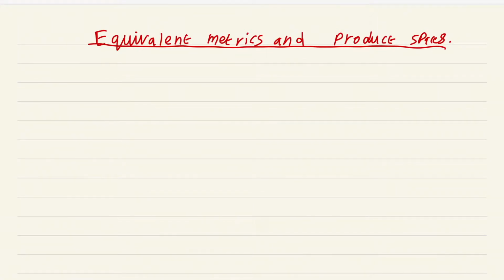Our objective in this video is to study product spaces. Given two metric spaces X and Y, there are several natural ways to make X cross Y, the Cartesian product, into a metric space. The issue is that since there are several ways to do this, which one is the correct one? To address this, we will first begin by studying the notion of equivalent metric spaces.